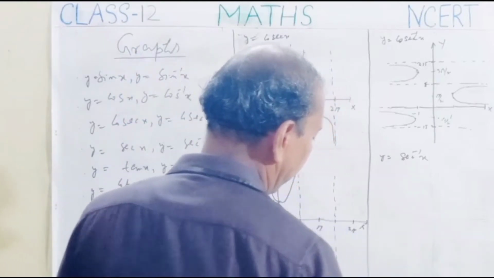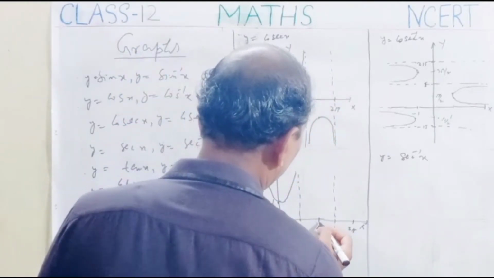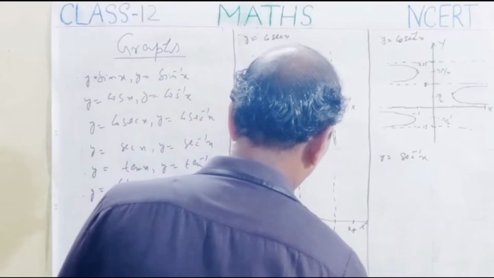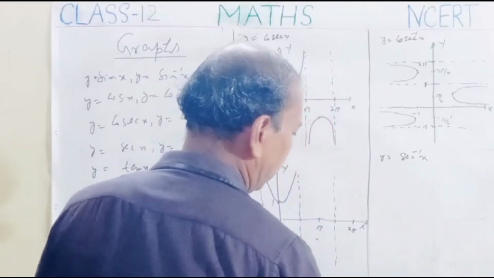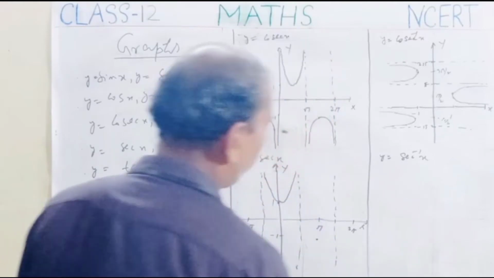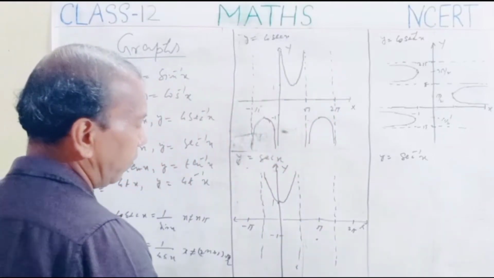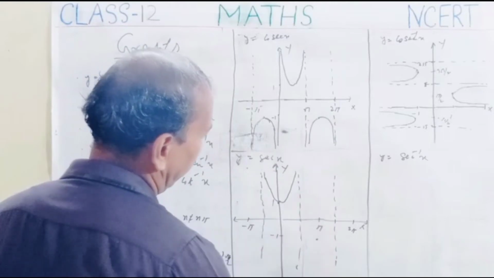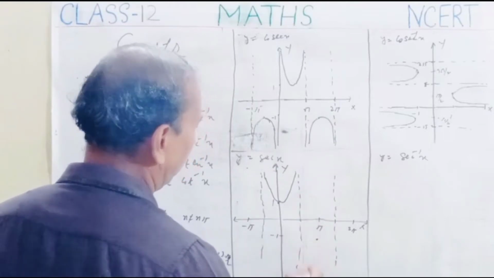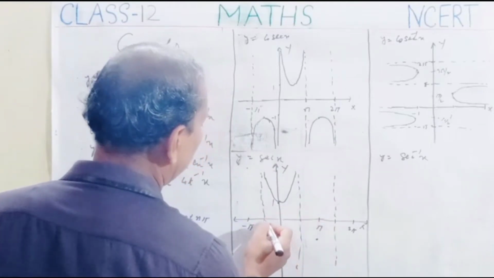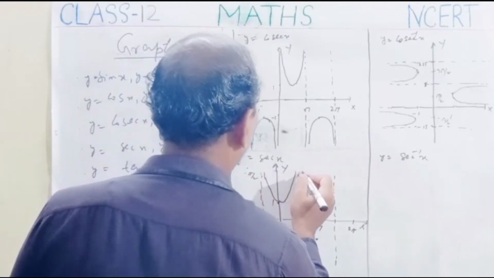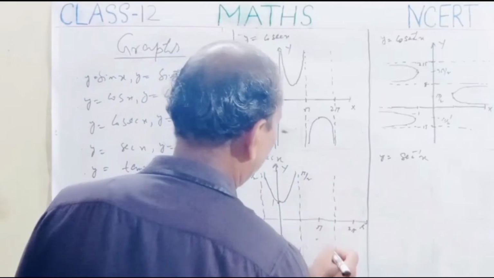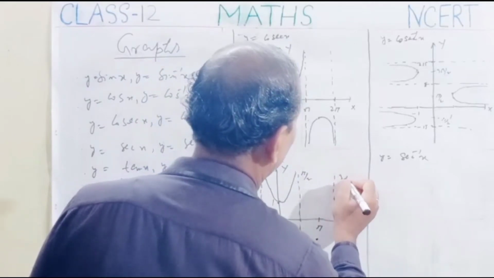Similarly, at pi the value is minus 1. So again it is not defined at pi by 2 and 3 pi by 2. So this is the minus pi by 2 point, here it is the pi by 2 point, and similarly here it is 3 pi by 2.